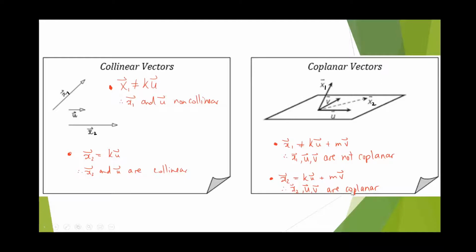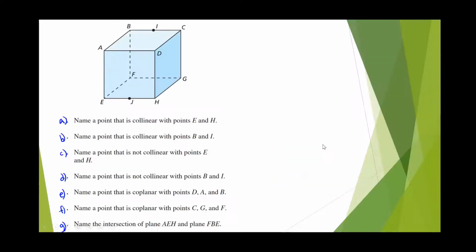We call them coplanar. So let's first of all do an example that concentrates only on the words collinear and coplanar, and after that we'll talk about these linear combinations and how to do this with algebra. So here we have a picture of a box with vertices labeled. Let's start off with part A.